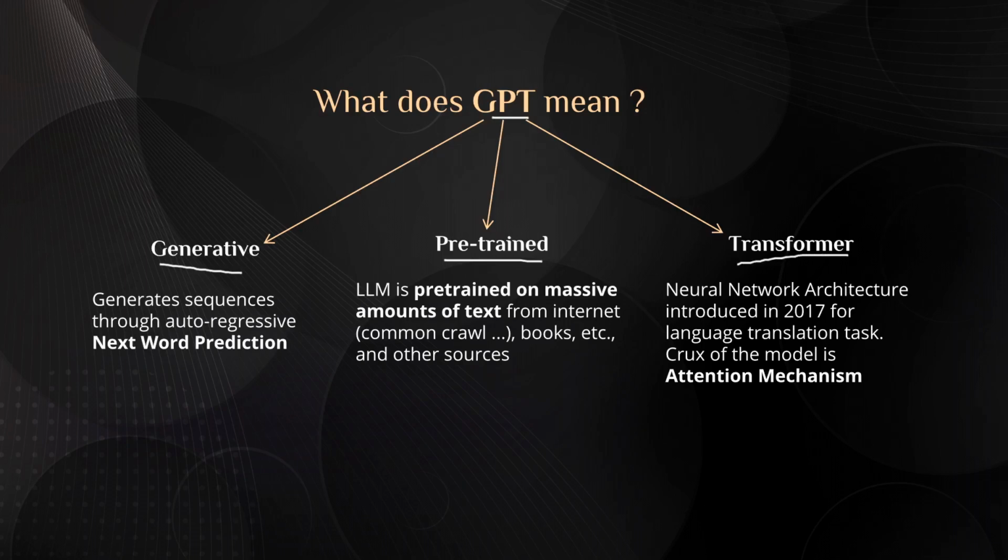And finally, the T stands for transformer. Transformer is actually the backbone of GPT and all these large language models that are coming through. This neural network architecture was introduced in 2017 by Google, as I mentioned. And the crux of this model is the attention mechanism, which is very interesting. I highly recommend you take a look at the paper to understand more on it.